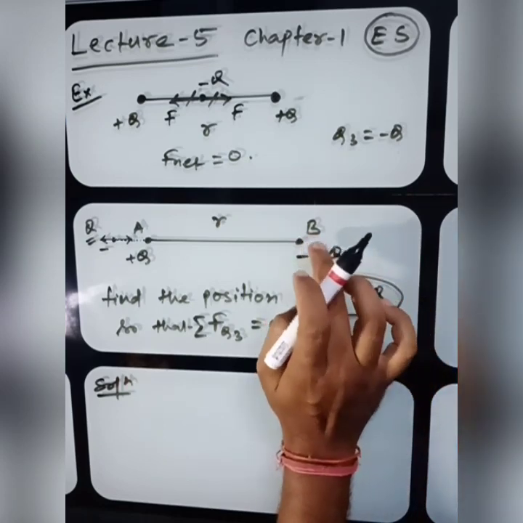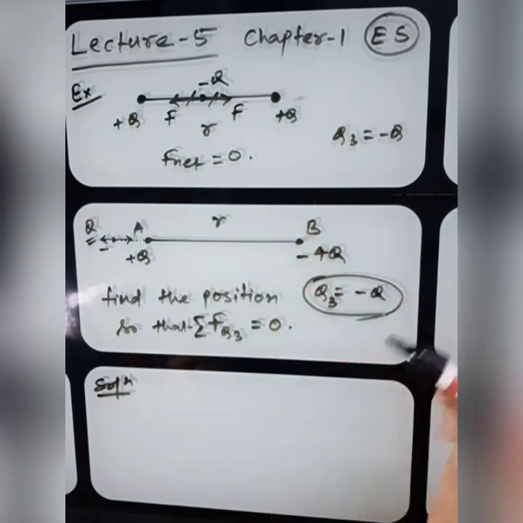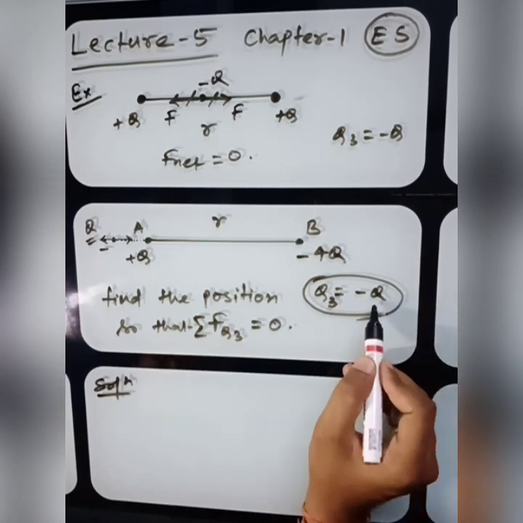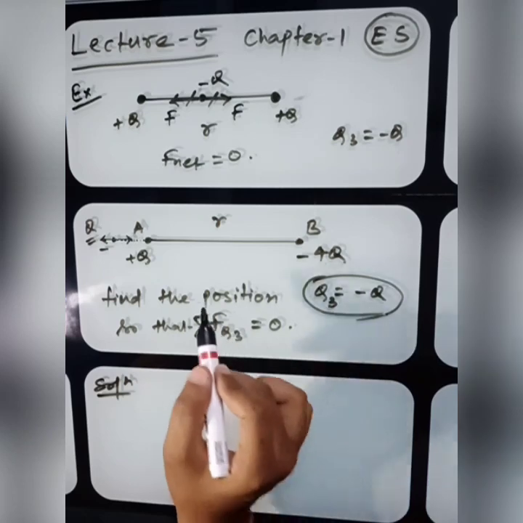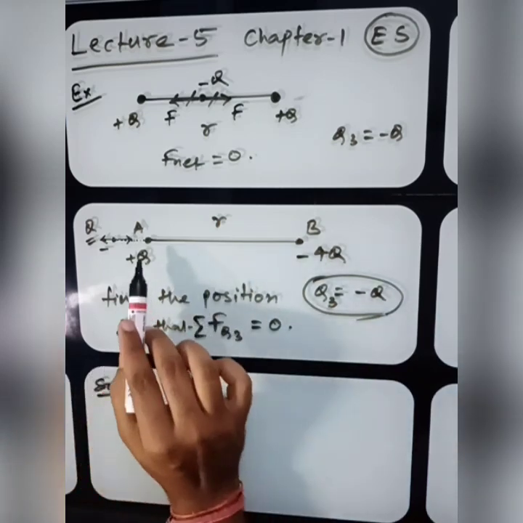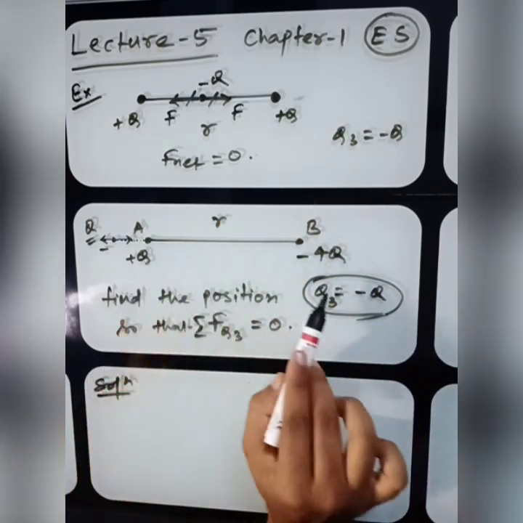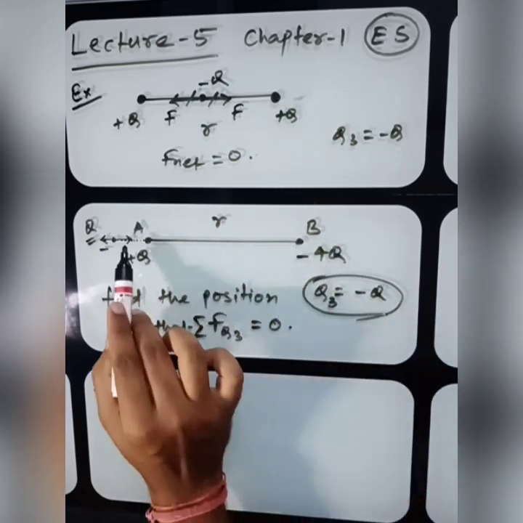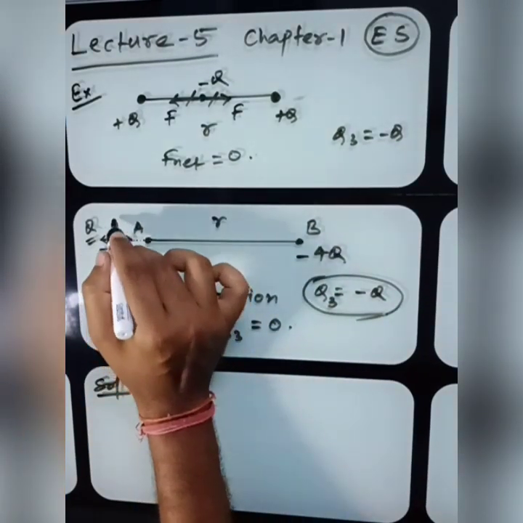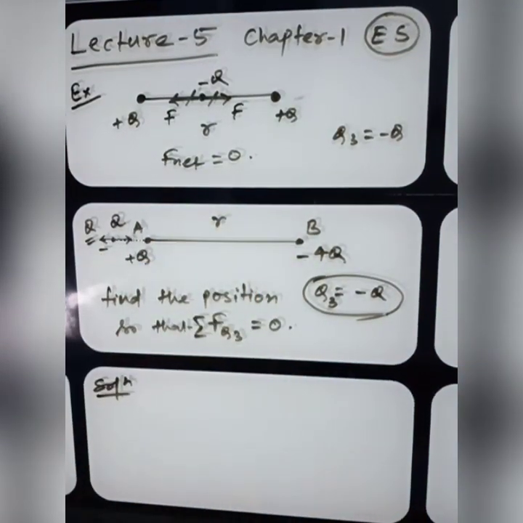The second thing you have to bear in mind is that you have to place this charge near the charge of smaller magnitude. Here the smaller magnitude charge is q. You cannot place this charge near the 4q. So you have to put this charge near the q. Here you will place the charge, over here.